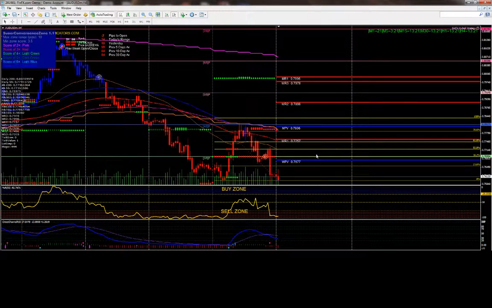Okay, AUD USD, definitely looking a little bit different than AUD JPY.